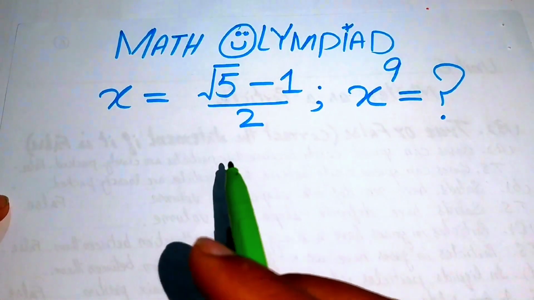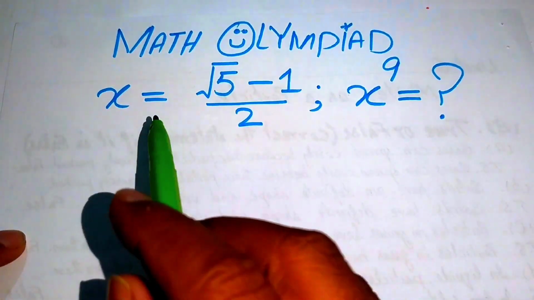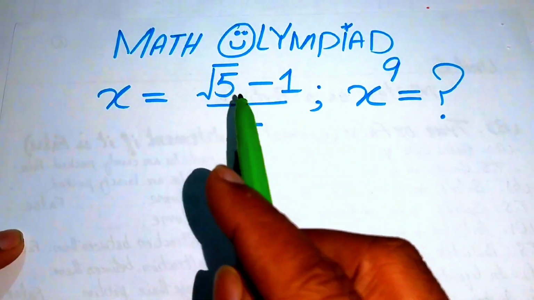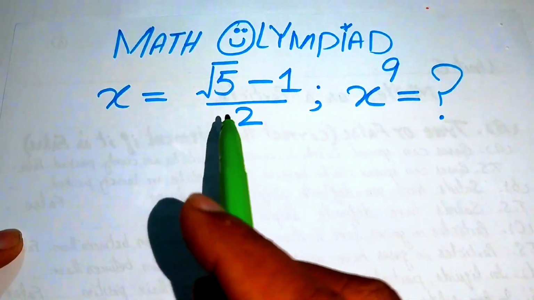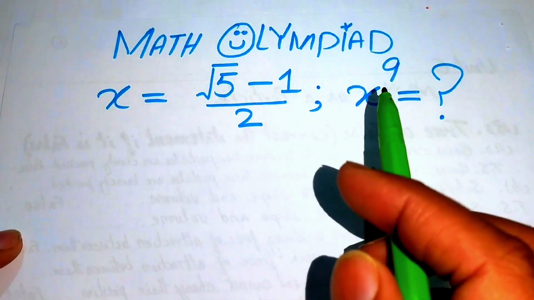In this video, we are going to solve this nice math algebra problem. Here we have x equals square root of 5 minus 1 over 2, and I think this is called the golden ratio. We need to find the value of x to the power of 9.